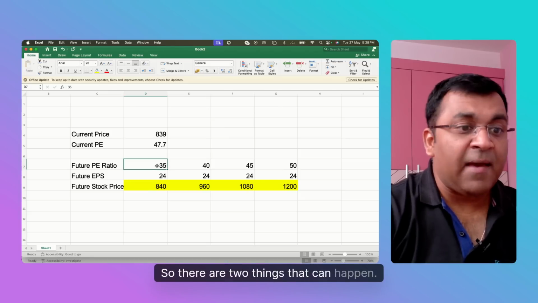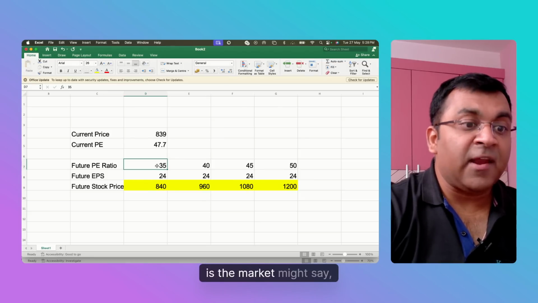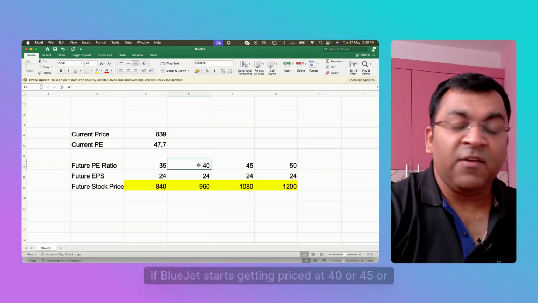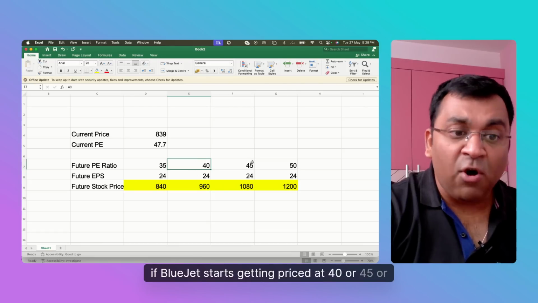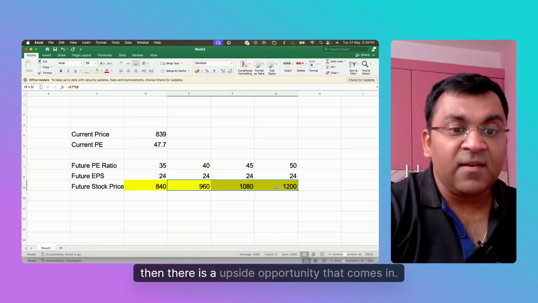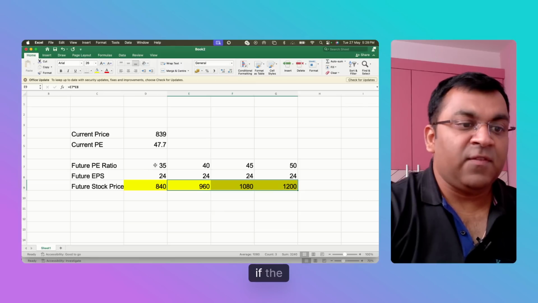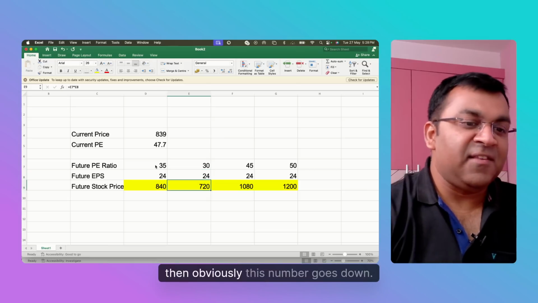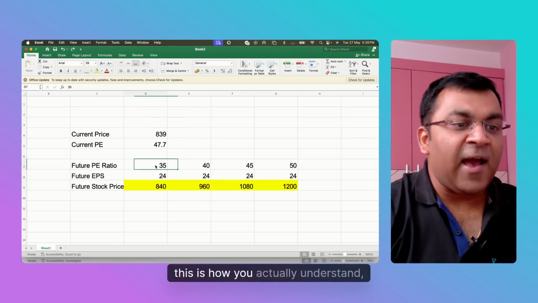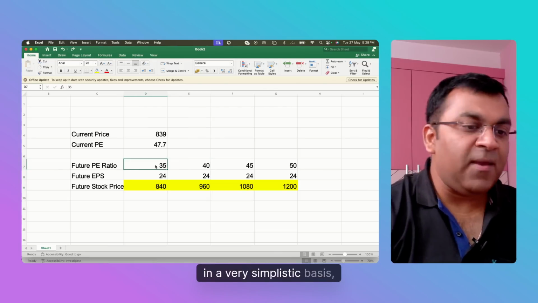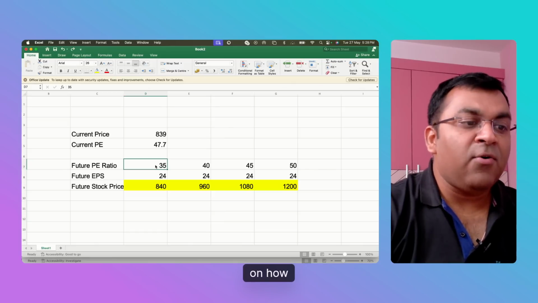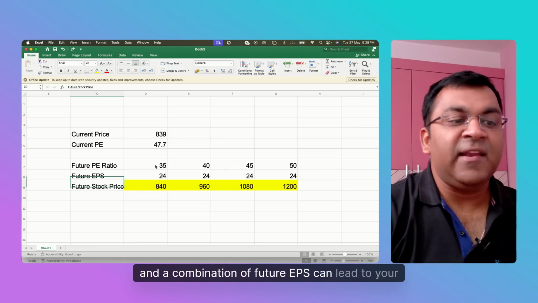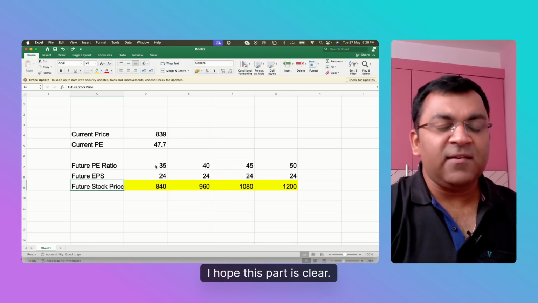Okay, so there are two things that can happen. Number one is the market might say, no, 35 is not the right number, probably it should have been 40. If BlueJet starts getting priced at 40 or 45 or 50, then there is an upside opportunity that comes in. Of course, if people say, no, it should not be worth 35, it should be worth, let's say, 30, then obviously this number goes down. So this is how you understand, on a very simplistic, back of the envelope basis, how future PE ratio and a combination of future EPS can lead to your future stock price. I hope this part is clear.